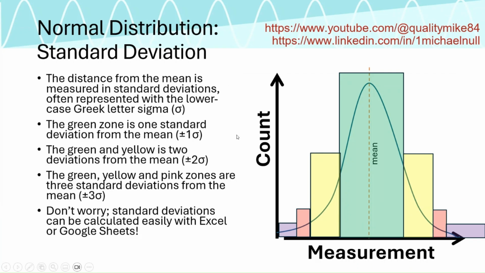So the distance from the mean is measured in standard deviations, and we use the lowercase Greek letter sigma. So the green is plus or minus 1 sigma, green and yellow is plus or minus 2 sigma, green, yellow, and pink is plus or minus 3 sigma, and sigmas go as high as you want to go. The higher the sigma, the less likely that you'll find that measurement. And there is some math to this, but don't worry. Standard deviations can be calculated easily with Excel or Google Sheets.